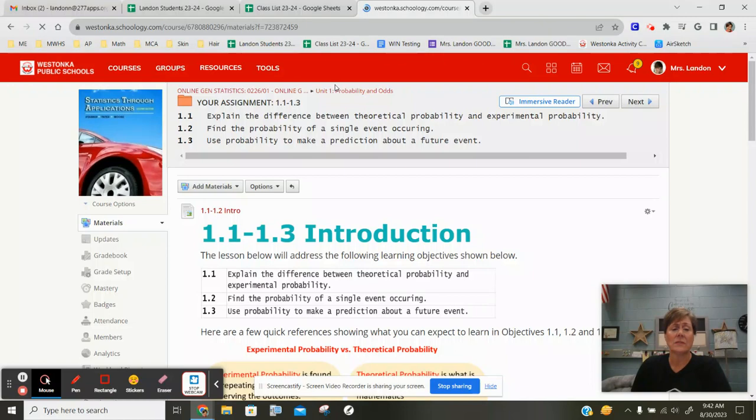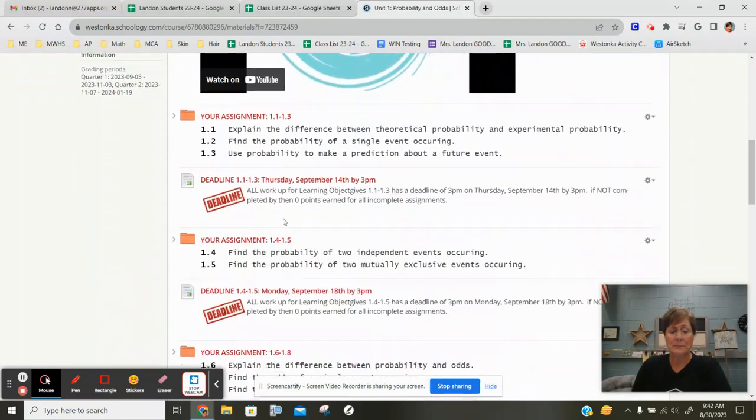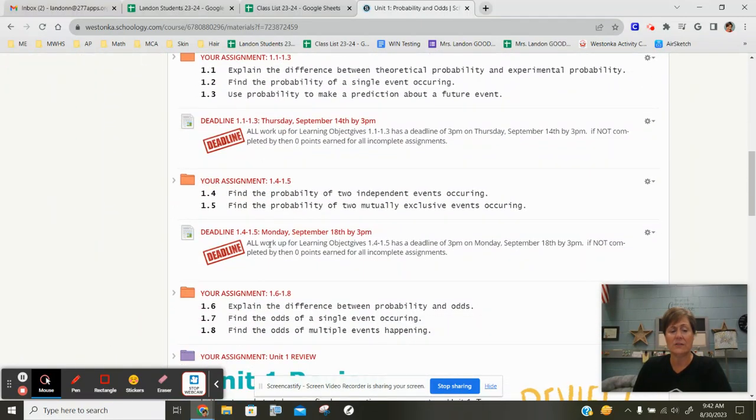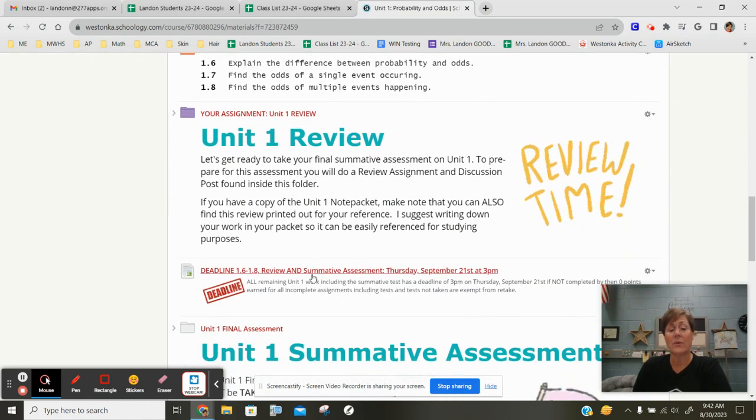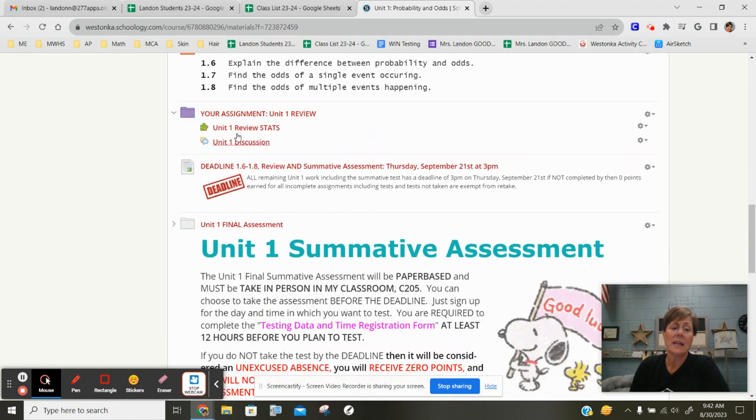Now, if we scroll down a little bit more into chapter 1, here's your second deadline right here. And then you're going to have your next section and then the review coming up with the 3rd deadline. This is the review assignment I was talking about. You get 1 try. It's in here along with the discussion post that you should do.